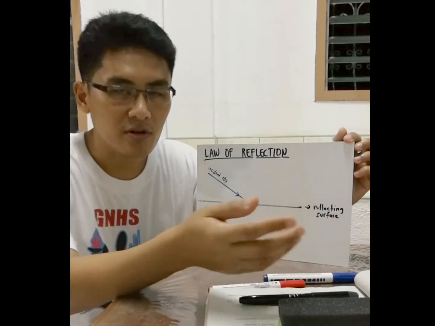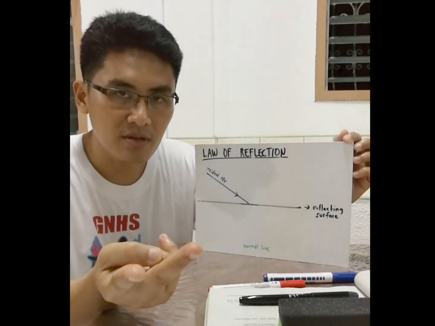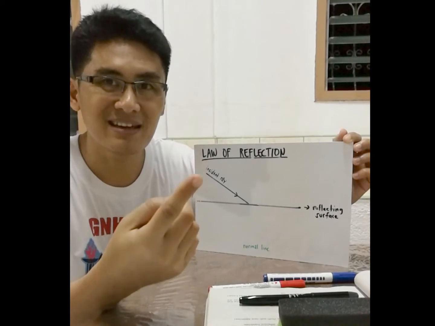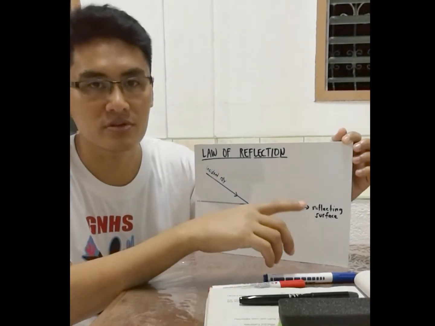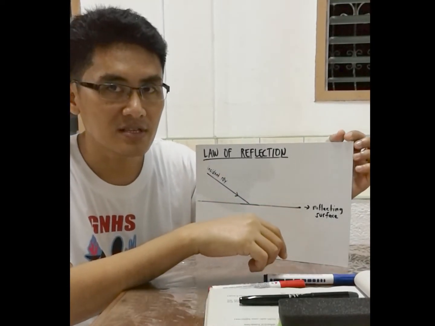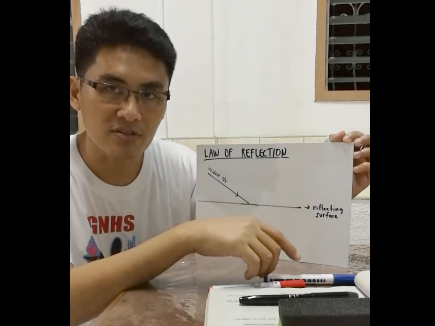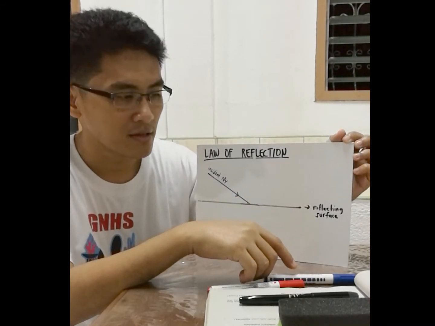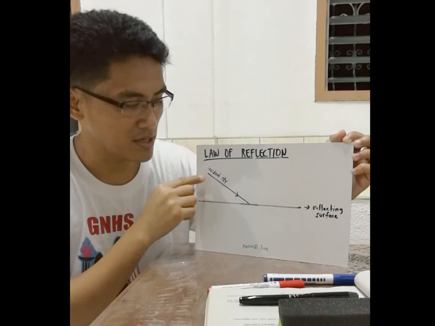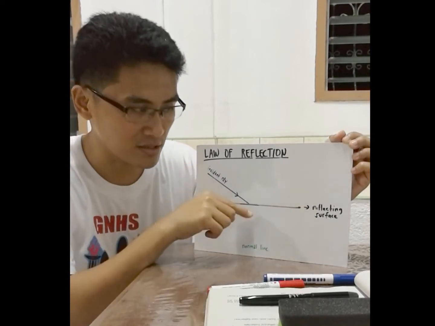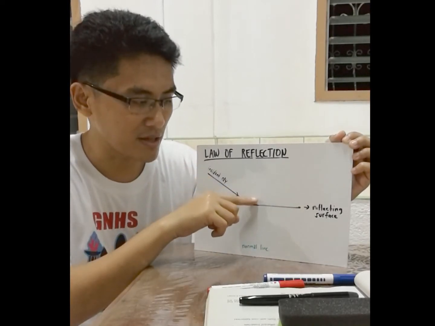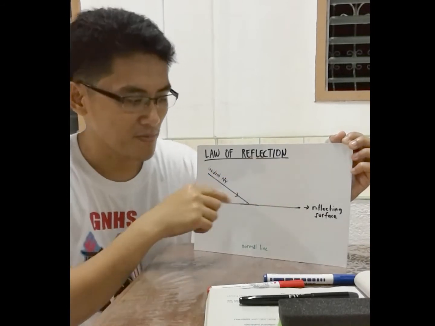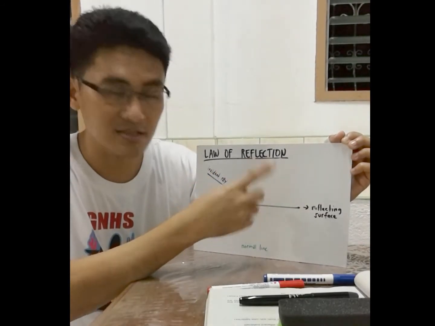So last time we talked about two phenomena of light, which is reflection and refraction. So now we're going to focus on reflection, and there is a law of reflection, and it states the relationship between a light ray that hits the surface, and the light ray that is bounced off after it hits the surface.